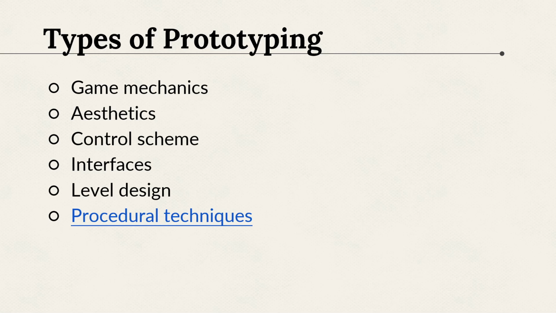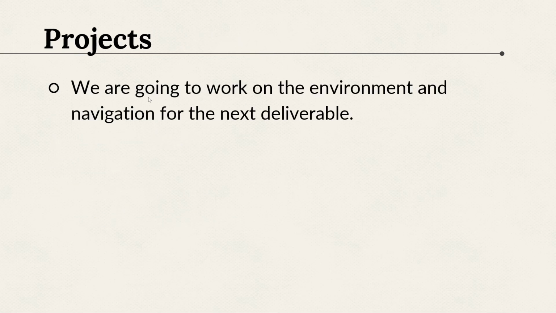So we are going to start with the environment when it comes to game design. First thing, we are going to work on the environment and navigation, and that is going to be our first deliverable. That is basically the simplest thing that you can do when it comes to game development. So you create your environment and you decide how users are going to move around that environment, get from point A to point B.